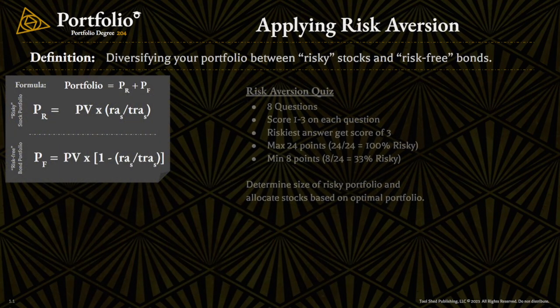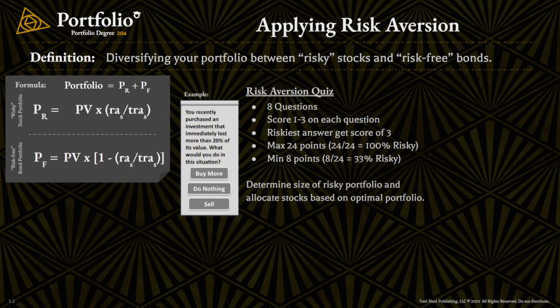You may recall in Portfolios 100, we got into the topic of risk aversion. Risk aversion is the concept of balancing your portfolio between a risky portfolio or stock-based portfolio and a risk-free portfolio or something that's more low risk like bonds or fixed income products. The important part of risk aversion is understanding what that balance means for you. So how do you figure out what that balance should be?